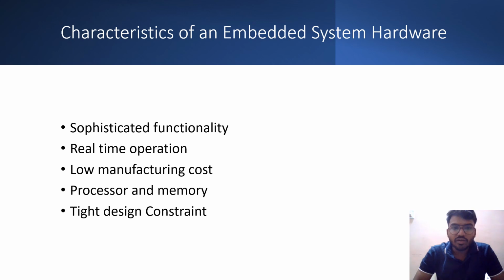Now I'm going to tell you about characteristics of an embedded system hardware. They are sophisticated functionality, real-time operation, low manufacturing cost, processor and memory, tight design constraints.